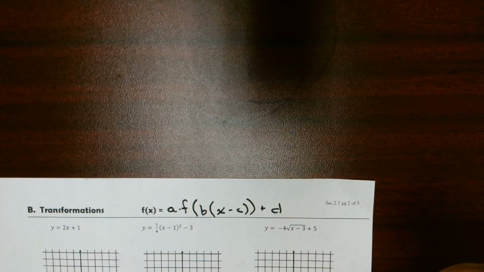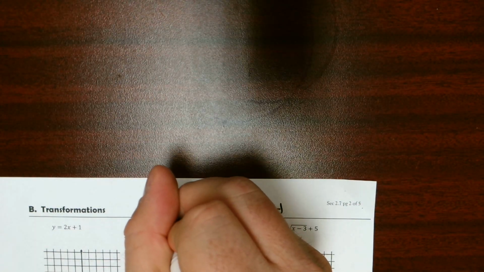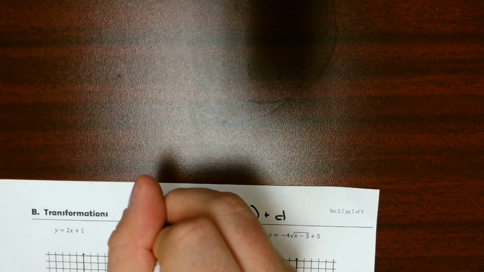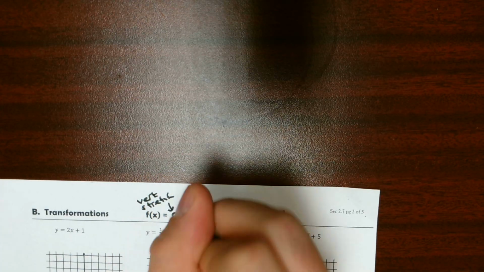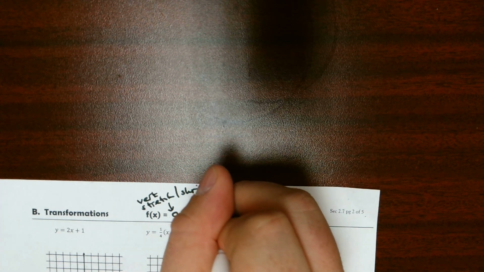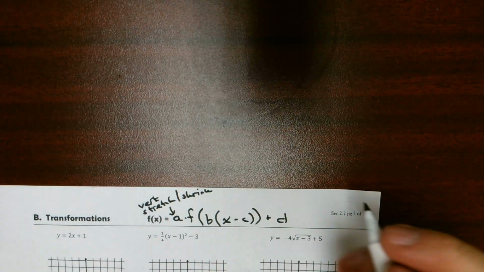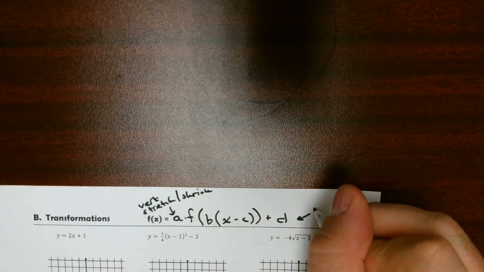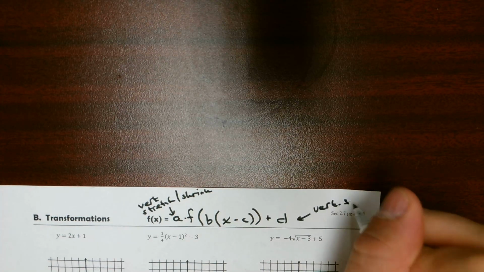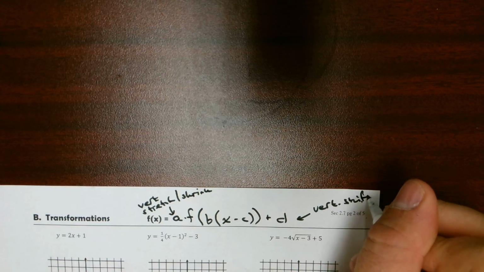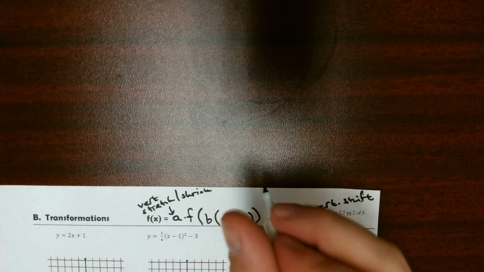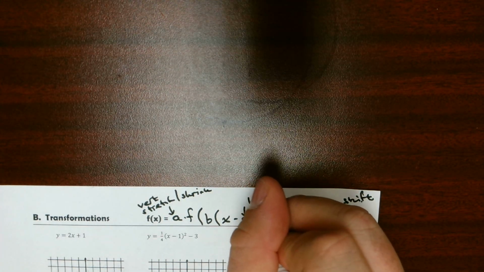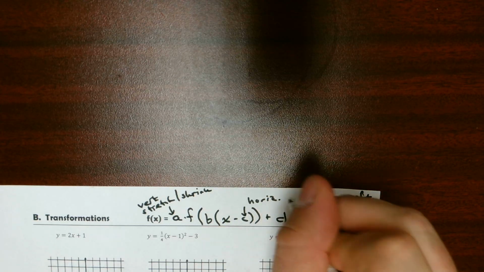Okay, so let's talk about what all those letters mean. Letter a is going to represent our vertical stretch or shrink. The letter d is going to represent our vertical shift. Okay, so notice anything on the outside represents a vertical. It's going to correlate directly to the y coordinate. Okay, c is going to represent our horizontal shift.